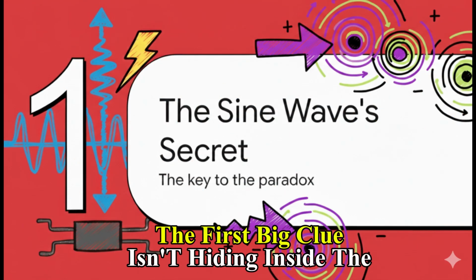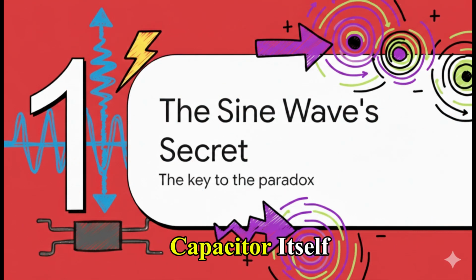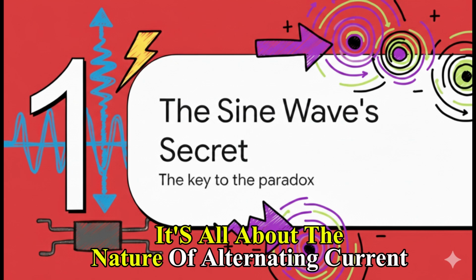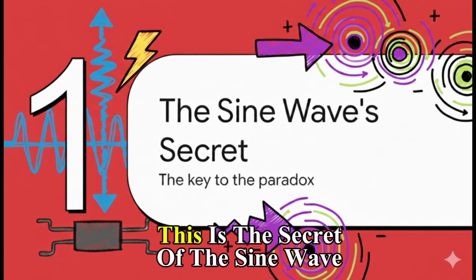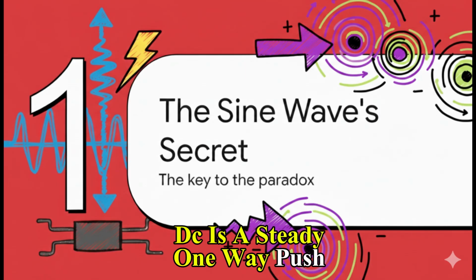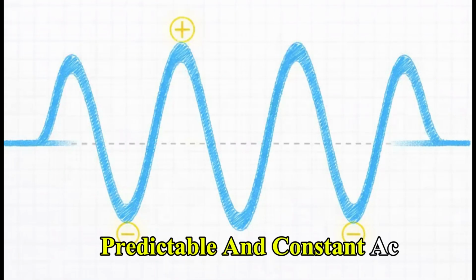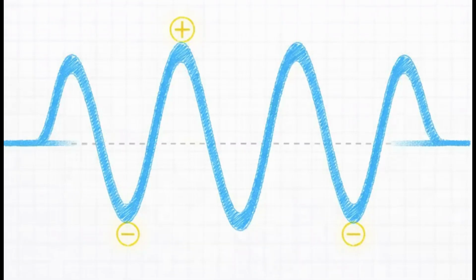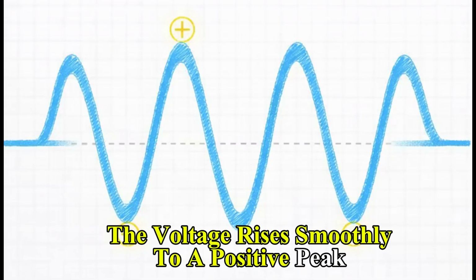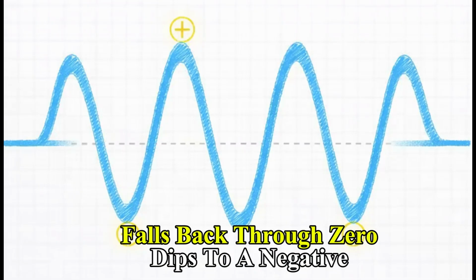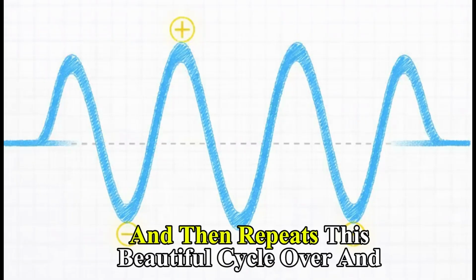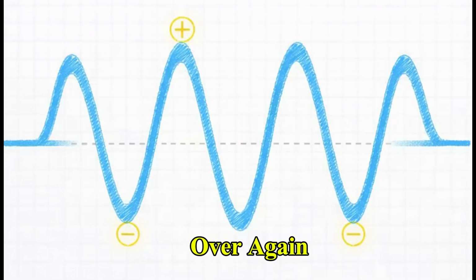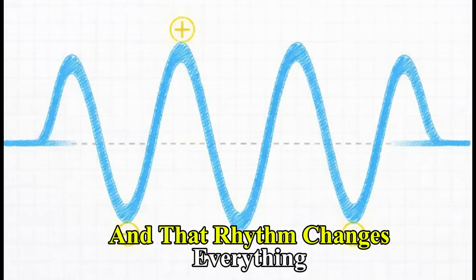The first big clue isn't hiding inside the capacitor itself. It's all about the nature of alternating current. This is the secret of the sine wave. DC is a steady, one-way push, predictable and constant. AC, on the other hand, is always moving. The voltage rises smoothly to a positive peak, falls back through zero, dips to a negative peak, and then repeats this beautiful cycle over and over again. And that rhythm changes everything.